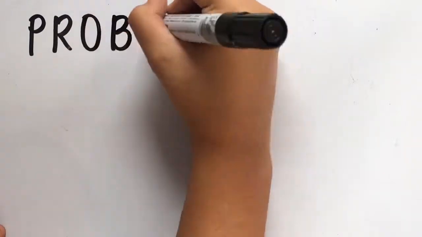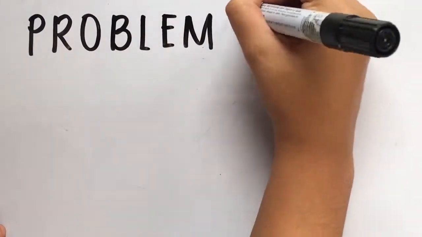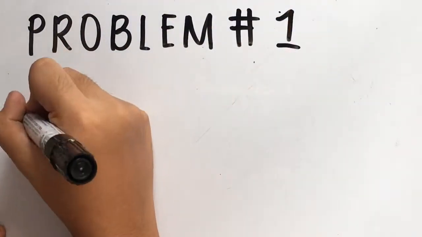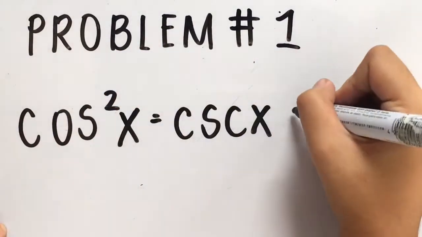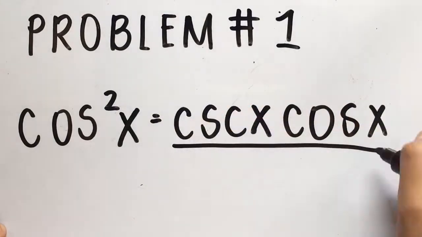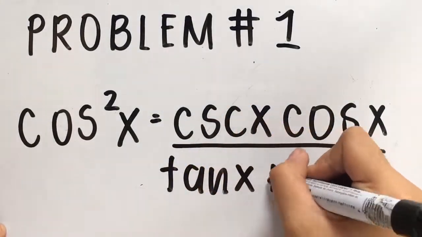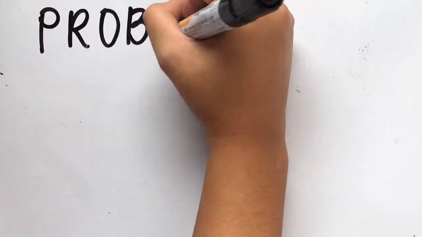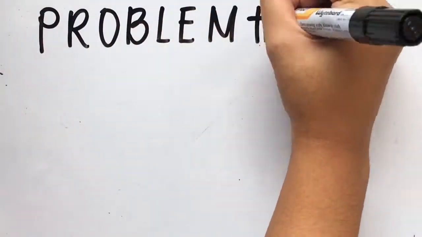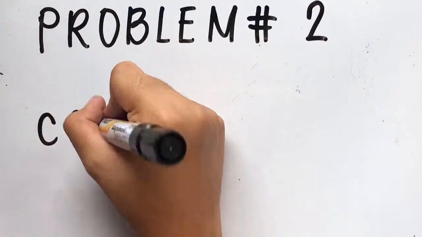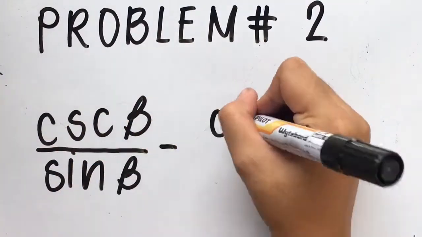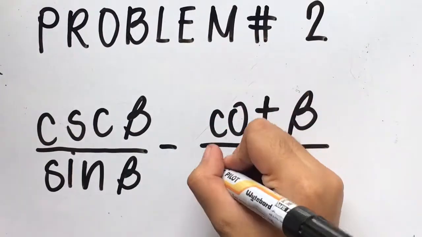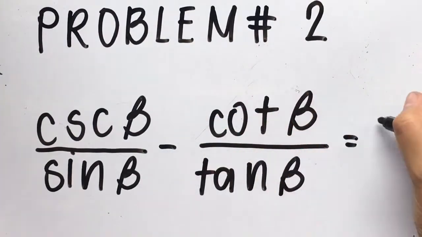So here is problem number 1. We have cosine squared x equals cosecant x and cosine x over tangent x plus cotangent. And for problem number 2, we have cosecant beta over sine beta minus cotangent beta over tangent beta equals.